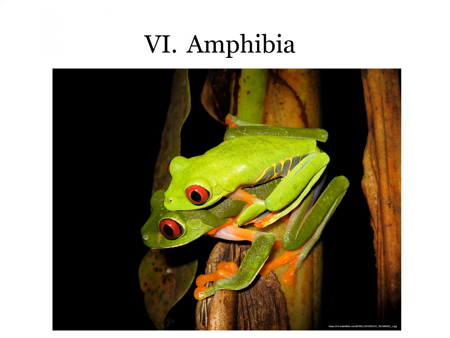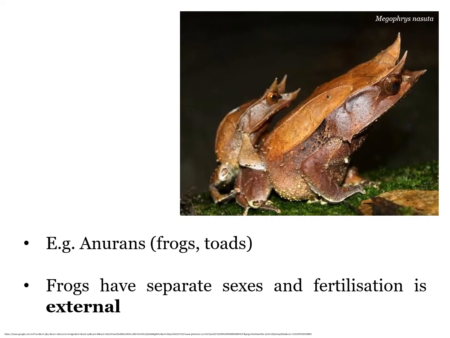Moving on to the next group, amphibia. Examples of amphibians are the anurans, which are the frogs and toads. The fertilization in frogs is external.